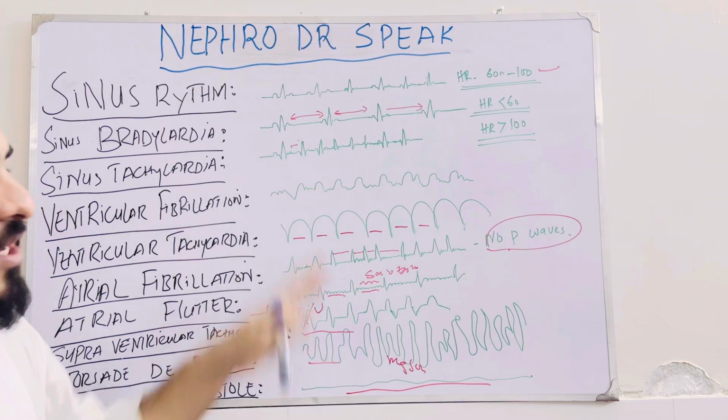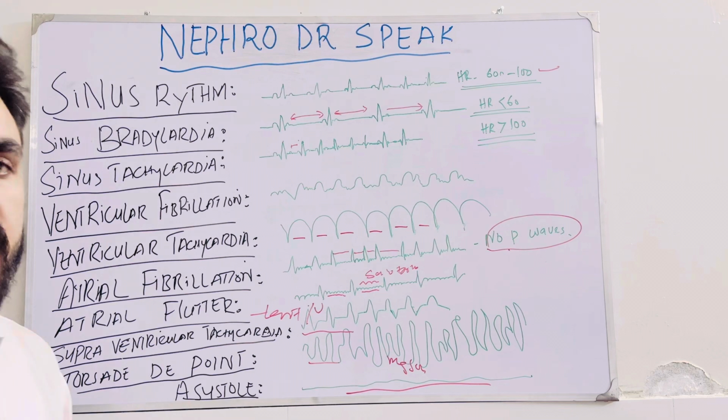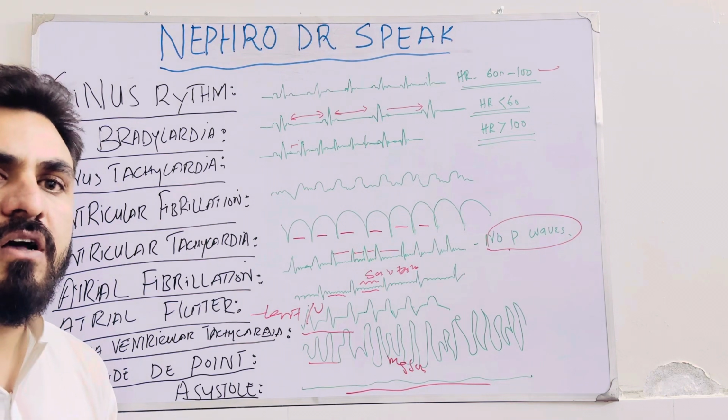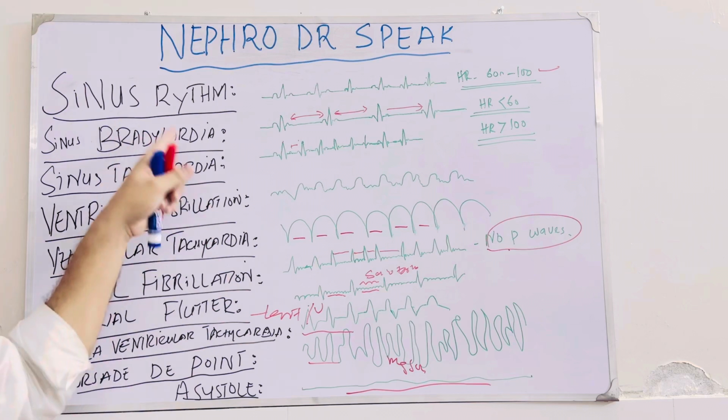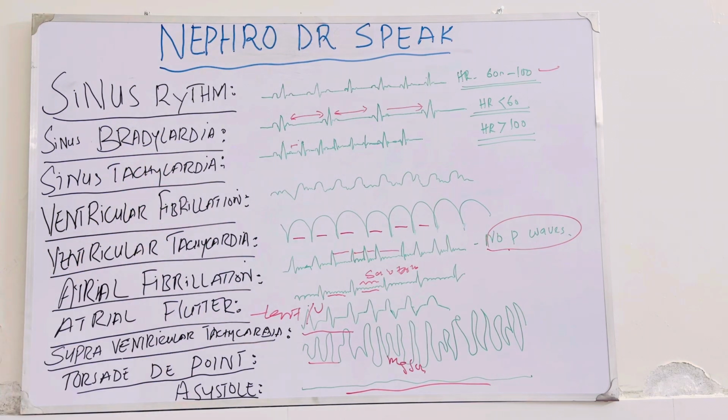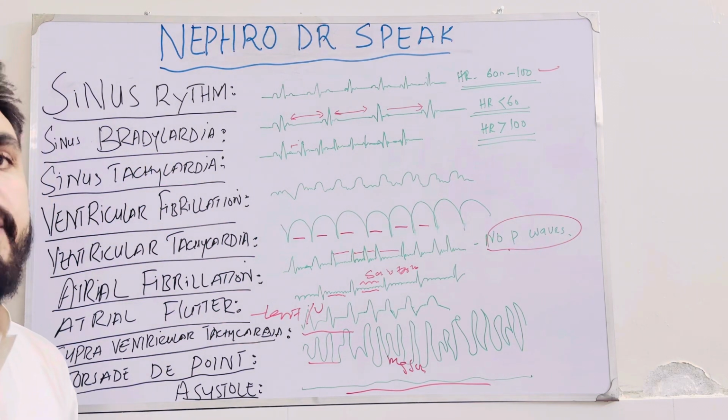So these are the most common patterns we see in OT labs, emergency department and cardiology unit. All these patterns, sinus rhythm, sinus bradycardia, tachycardia, all these things. Hope this lecture helps you to diagnose the patient quickly and effectively.